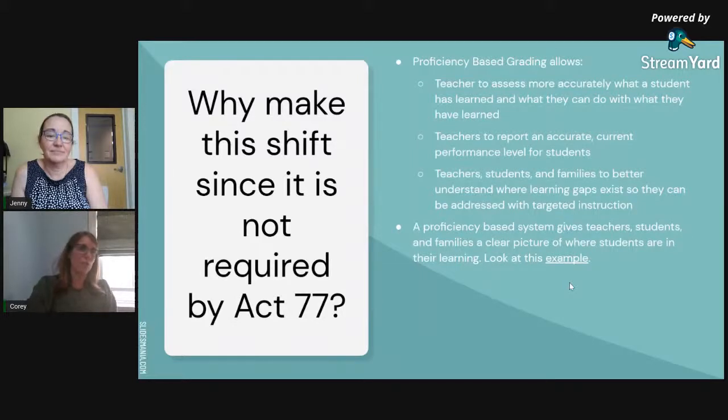So if we think about our tier 1, tier 2 instruction, right? If we have specific skills that we are assessing, we know what we can target. Whereas if we are looking in a traditional system and a kid has scored a 50 on a test, do we really know specifically what skills we want to target for them?